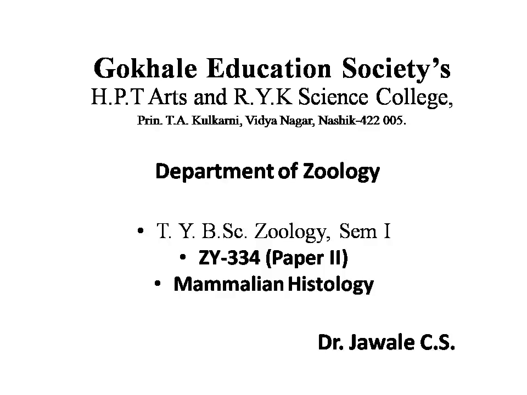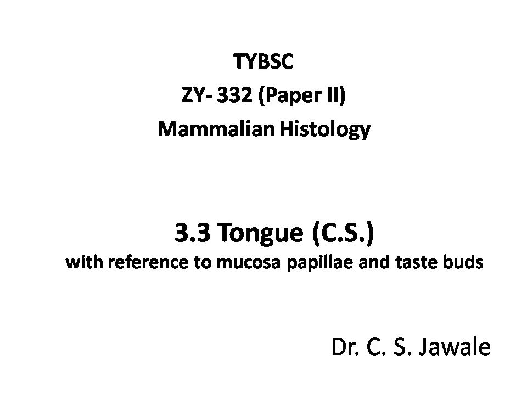TY B.Sc ZY 332 Paper 2 Mammalian Histology Semester 1. Today we'll see chapter number 3, Histology Study of Different Organs. In that we'll see topic 3.3, tongue.